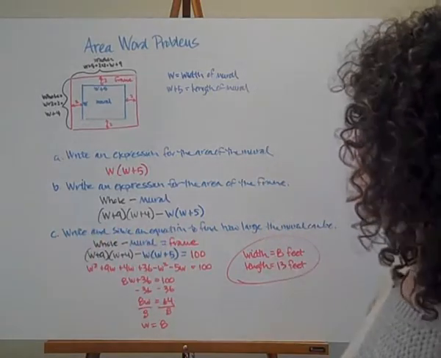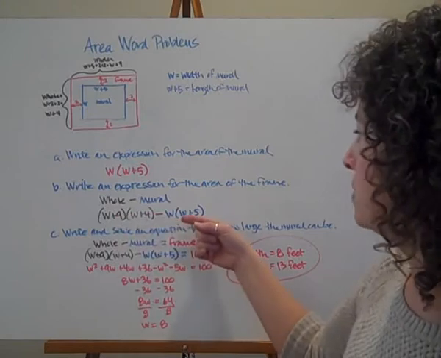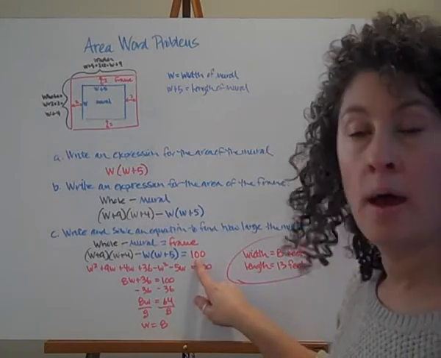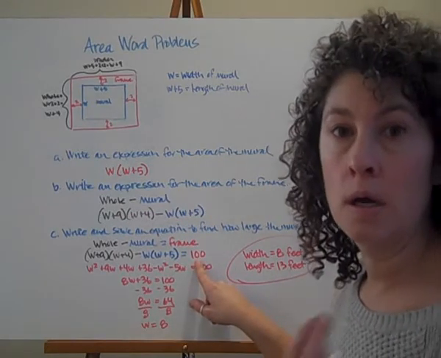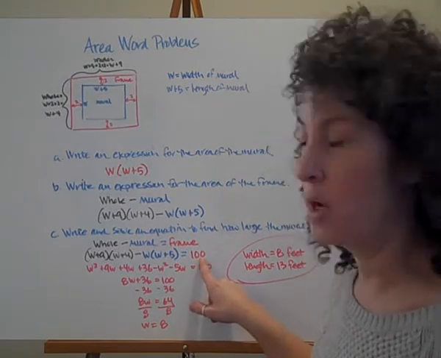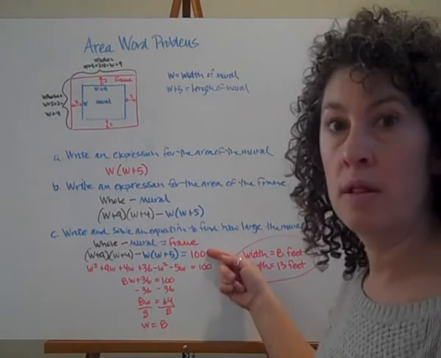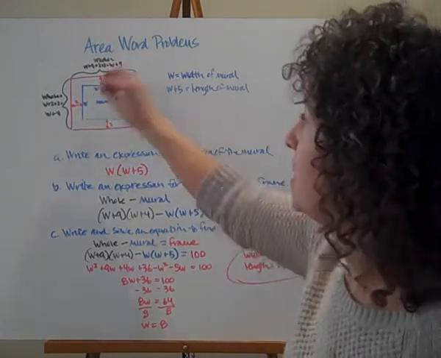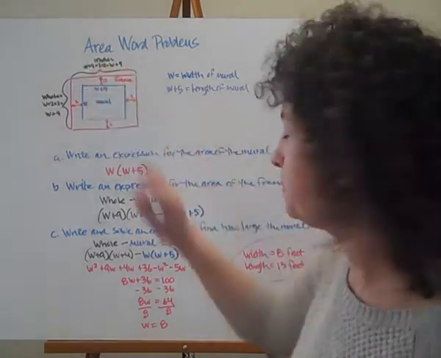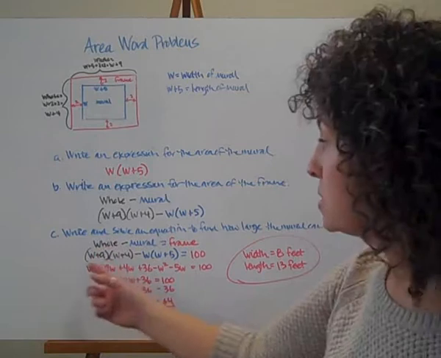Write and solve an equation to find how large the mural can be. So I know I have an expression for the area of the frame, but I also have an actual constant for the area of the frame. I know the area that the frame has to be 100. I have to stick it at 100. So if I do the whole thing minus the mural, that should be equal to the frame, which they've given us. They gave us the mural, they gave us something about the frame, and they did give us the actual area we need for the frame. So here we're just going to solve.